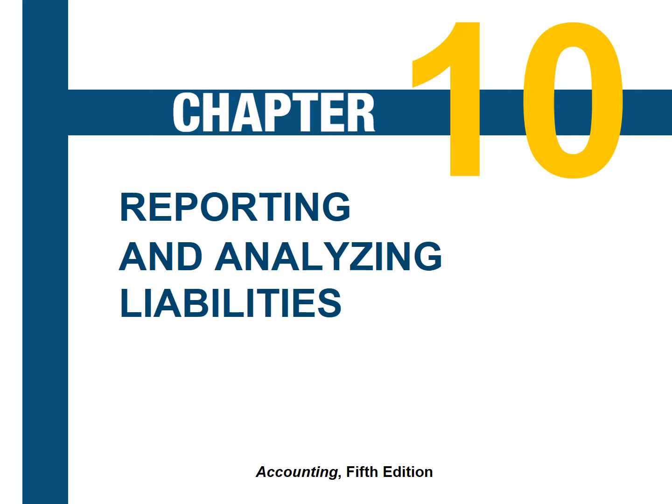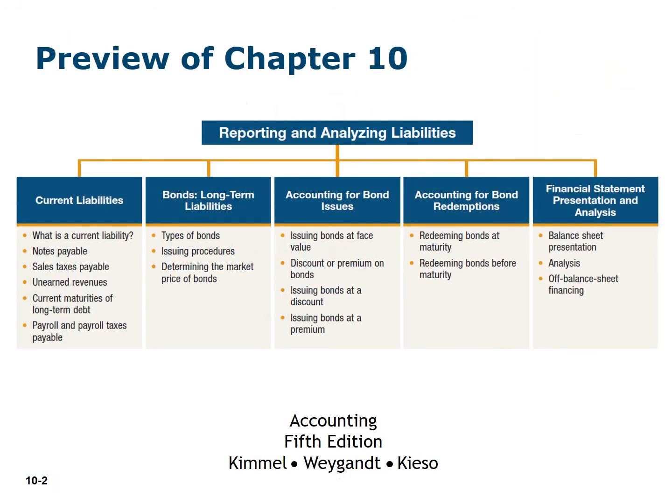We finished up talking about assets, and now we're going to be moving on to talking about how to account for, report, and analyze liabilities. So in this chapter, we'll talk about current liabilities, bonds and long-term liabilities, how to account for bond issues, how to account for bond redemptions, that is payoffs, and how do we analyze the financial statements related to liabilities.